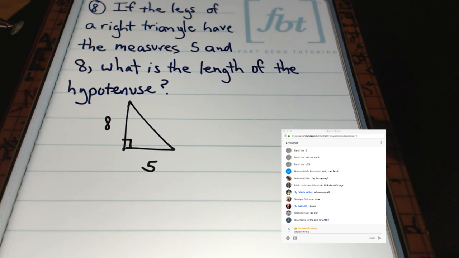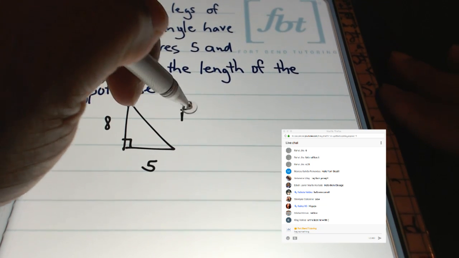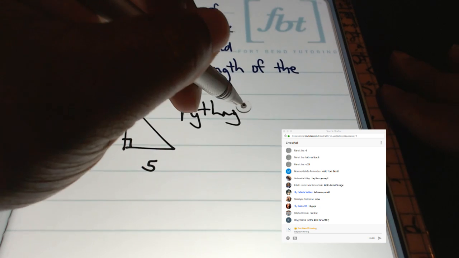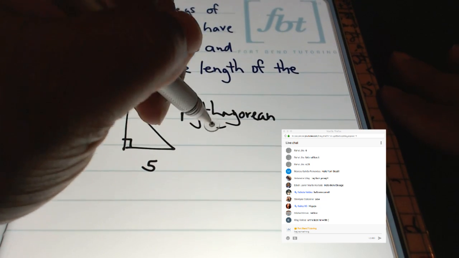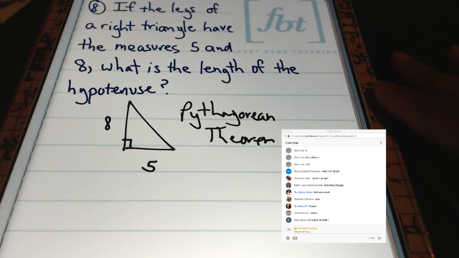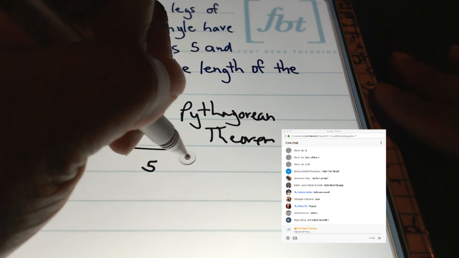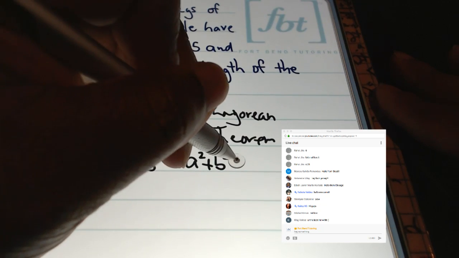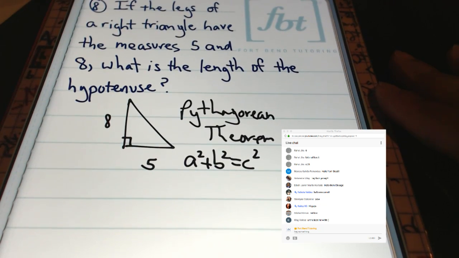Well, I have 2 of 3 sides of a right triangle. What does that mean to me? That means that I'll be using the Pythagorean theorem. That's what that means. We're going to be using the Pythagorean theorem in order to solve this problem. And what is the Pythagorean theorem, you may ask? It is a squared plus b squared equals c squared, where the a and b values are the legs of the right triangle, whereas the c value is the hypotenuse, aka the longest side of that right triangle.